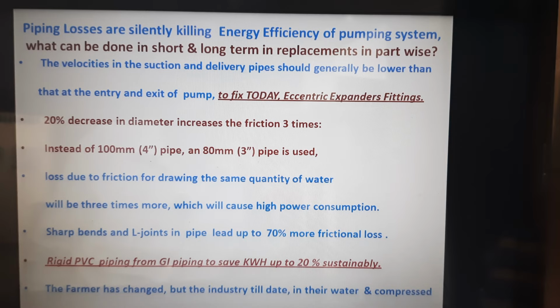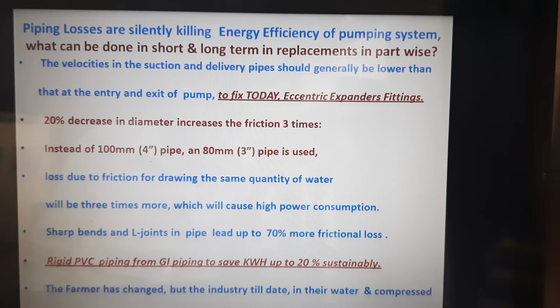You can see the rigid PVC piping coming to the water lines, especially the cooling water lines or any of the lines that are used for heat transfer applications. Changing from GI piping or MS ERW piping to rigid PVC or CPVC piping gives an energy savings of up to around 20% sustainably. This is more important.